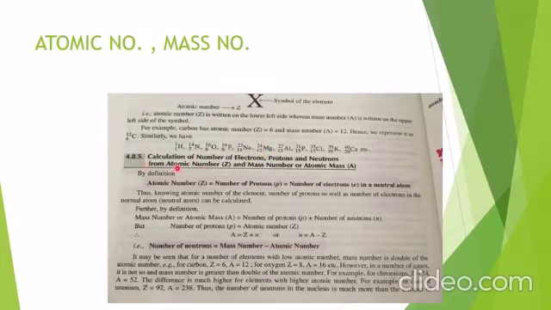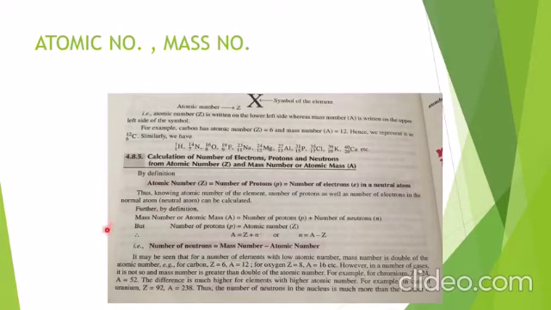Now, calculation of number of electrons, protons and neutrons from atomic number Z and mass number or atomic mass A. By definition, atomic number Z is equal to the number of protons, and it is also equal to the number of electrons in a neutral atom. Thus, knowing the atomic number of an element, the number of protons as well as the number of electrons in a neutral atom can be calculated.